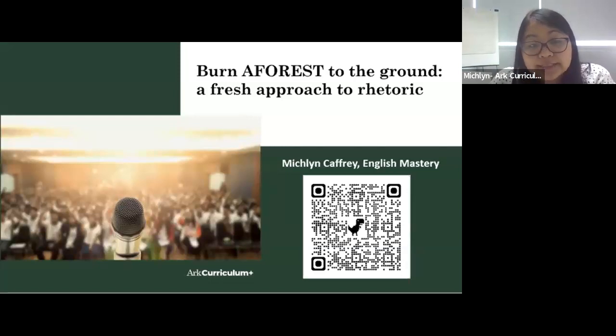We are going to be looking at some of our rhetoric resources that we use in our rhetoric unit a little bit later. So if you scan this QR code, you should be able to access that. If not, do let me know in the chat and I'll bring it up on screen again a little bit later. So thank you to everybody who has said hello in the chat.